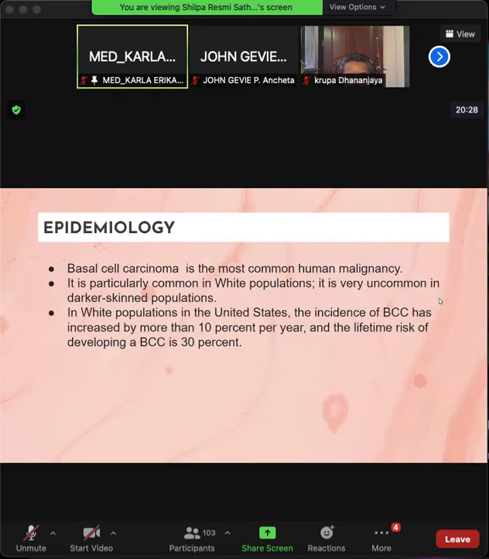Next, please. So, the epidemiology: basal cell carcinoma is the most common human malignancy. It is particularly common in white populations. It is very uncommon in darker skinned populations. In white populations in the United States, the incidence of BCC has increased by more than 10% per year, and the lifetime risk of developing a BCC is 30%.